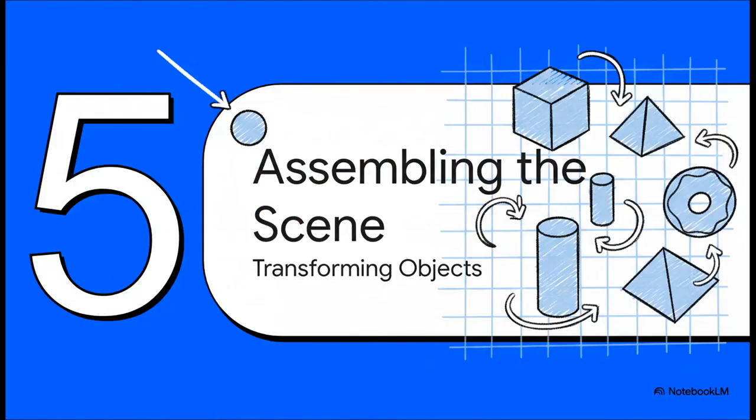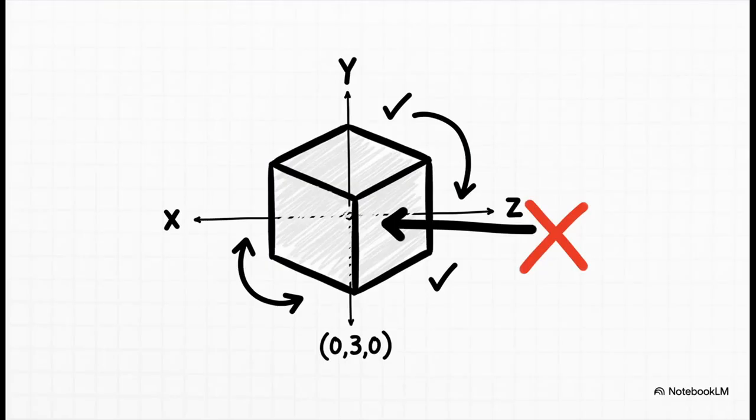Okay, we can now cast a ray and find where it hits a single object. That's awesome. But a world isn't just one object sitting at the center of the universe. We need a way to place, rotate, and scale all of our objects to assemble a complete scene. Now, to move things around, we use a tool called a matrix. It's just a grid of numbers that transforms coordinates.